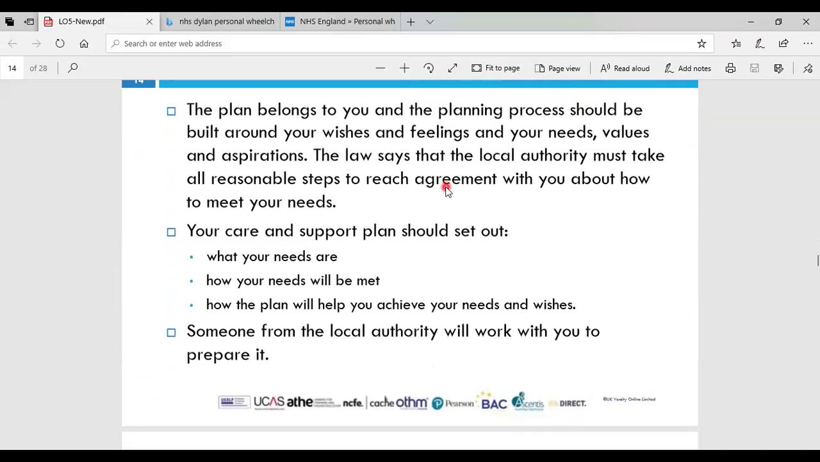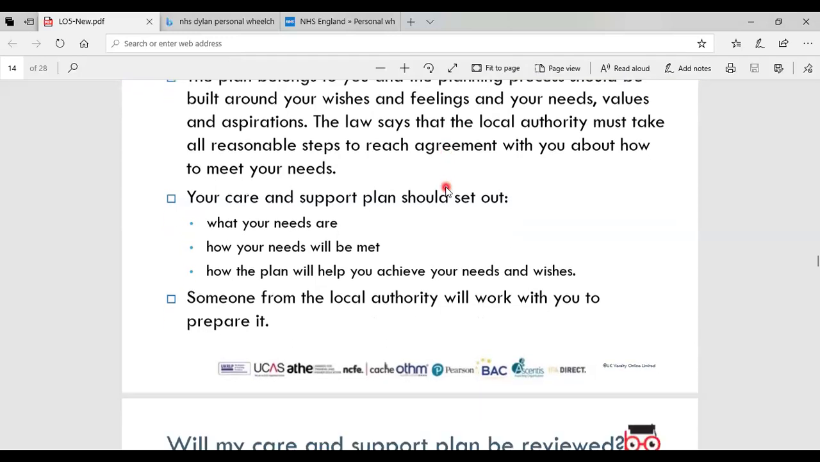So the plan belongs to the person themselves, and the planning process should be built around their wishes and feelings, and their needs, values and aspirations. The law says that the local authority must take all reasonable steps required to reach an agreement with the person and the people who are responsible for providing their needs. So their care and support plan should set out what their needs are, how their needs will be met, and how the plan will help them achieve their needs and wishes. Sometimes someone from the local authority will work with them to prepare this.